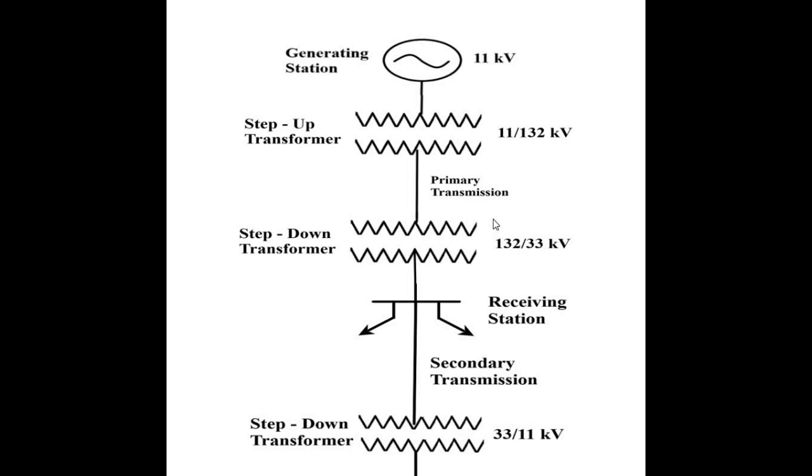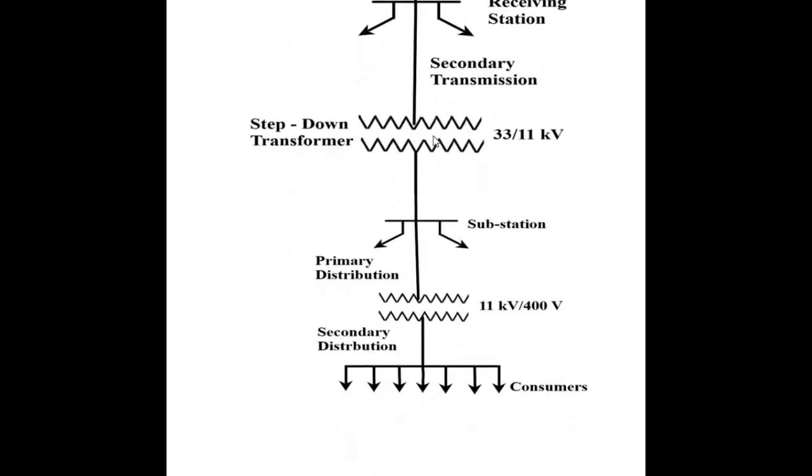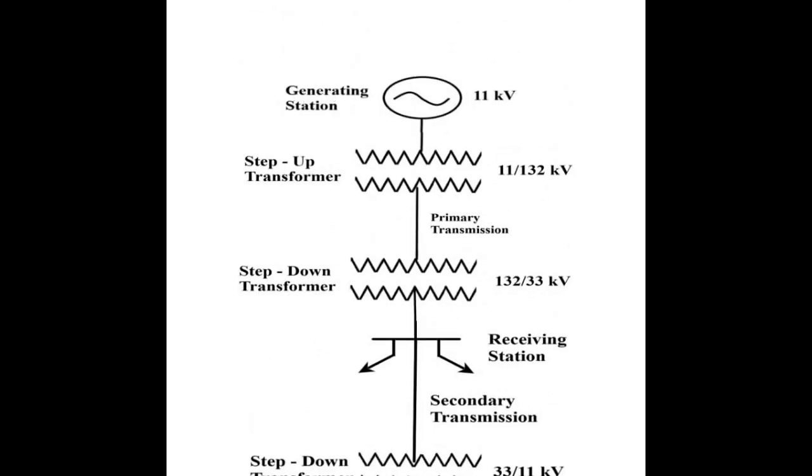So this is the straight line diagram. As I said, I have divided the straight line diagram into various parts, segmented it. So this is the whole thing. First is the generating station here, 11 kilovolt. Then we have the step up transformer, which steps up to 132 kilovolt, which forms the primary transmission.